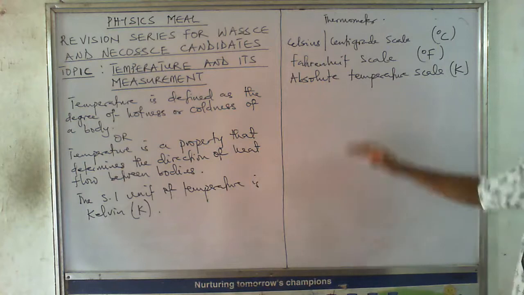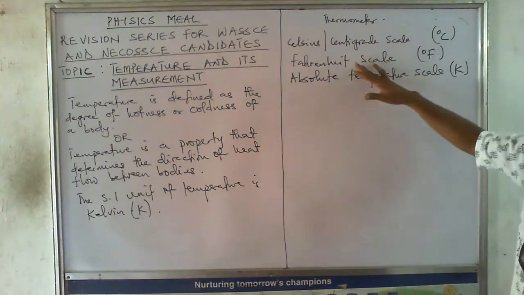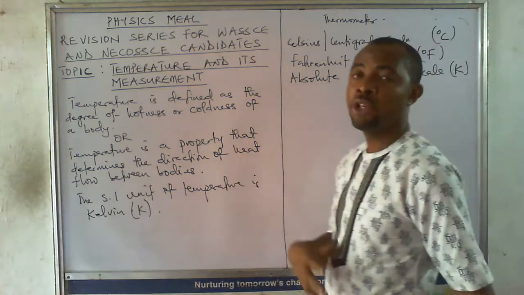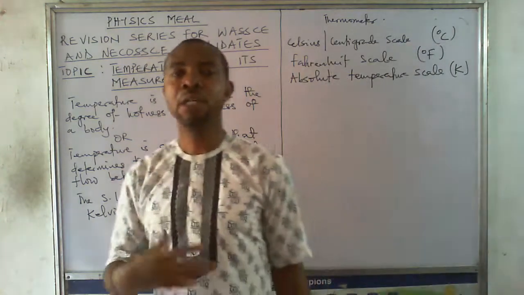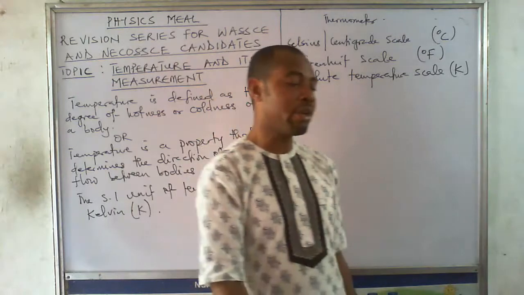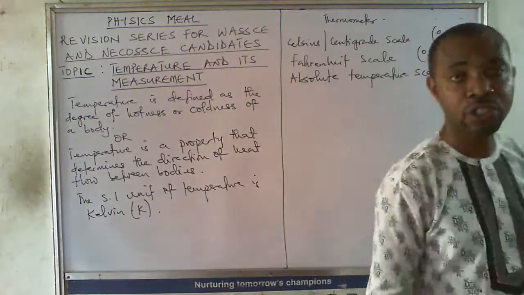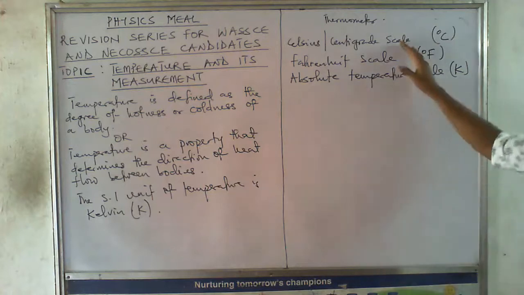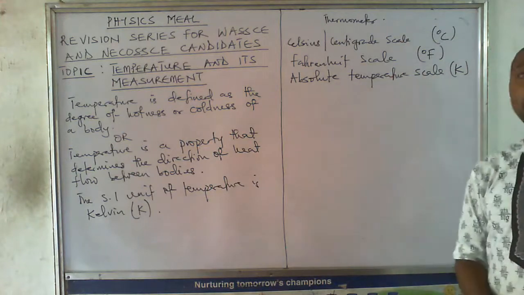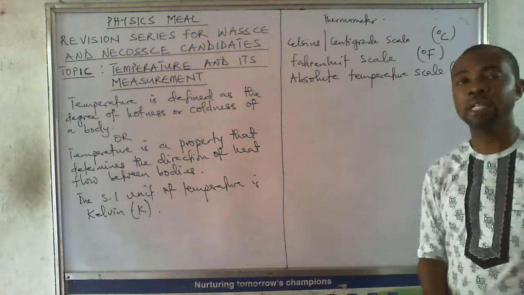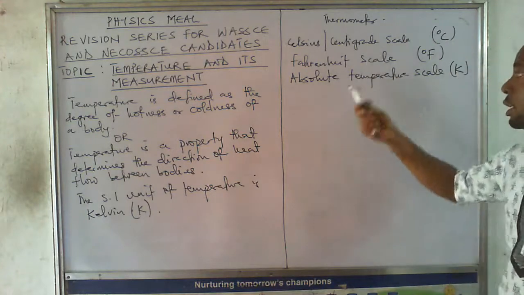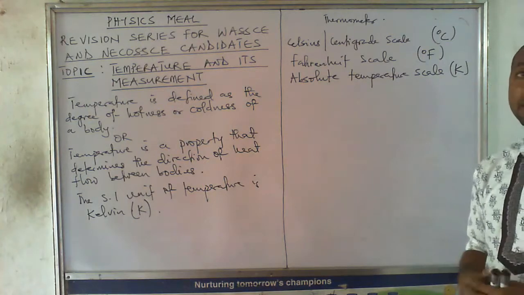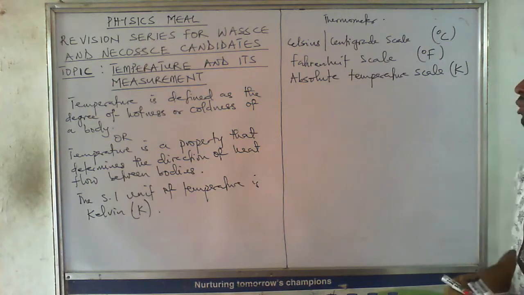All right. So we have the Celsius scale, the Fahrenheit scale, and the what? Absolute temperature. So these are the three common temperature scales. We have what we call the Rankine, but we will not be considering Rankine at this level. So we just need to know these three. We are still going to look at the relationship between these three temperature scales.